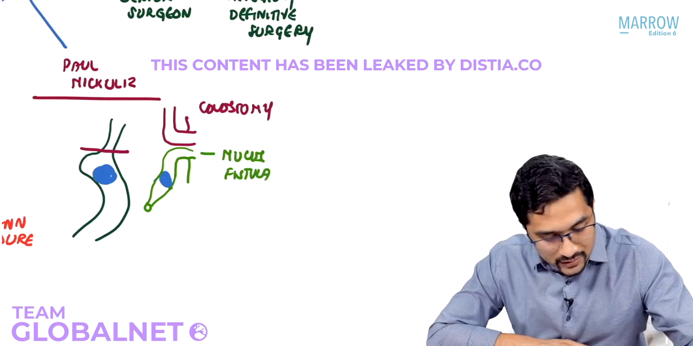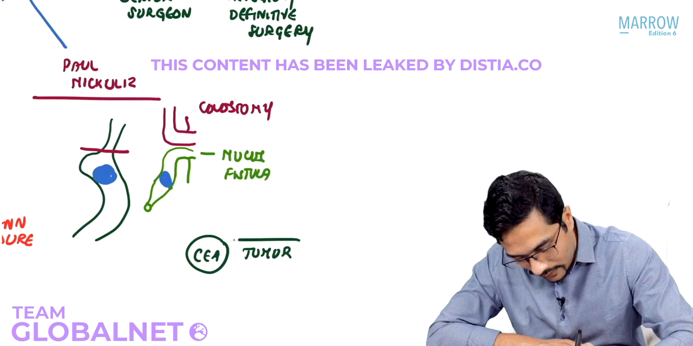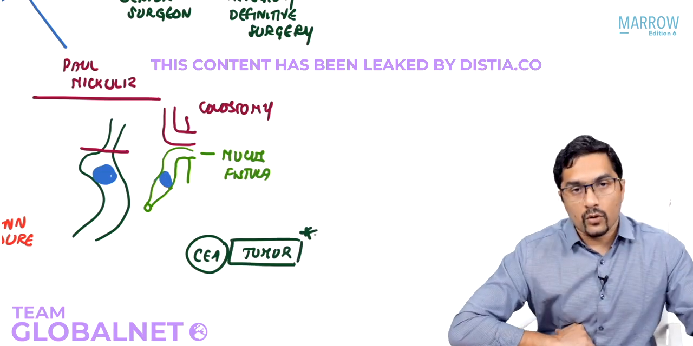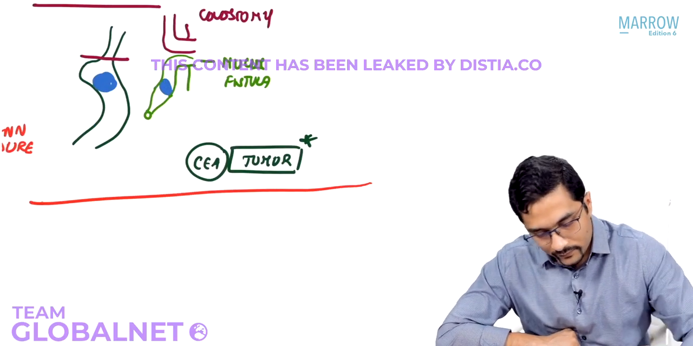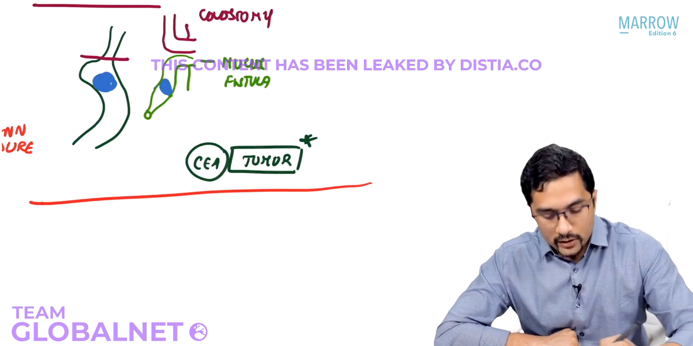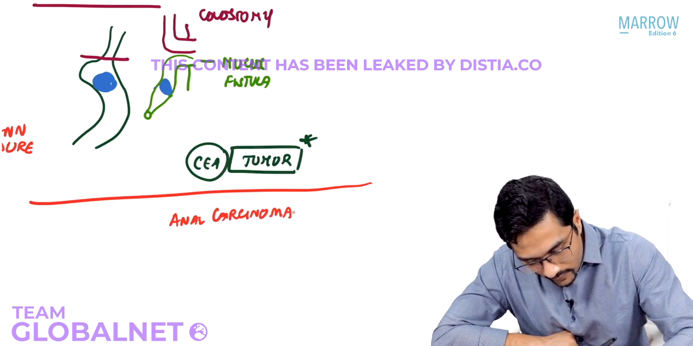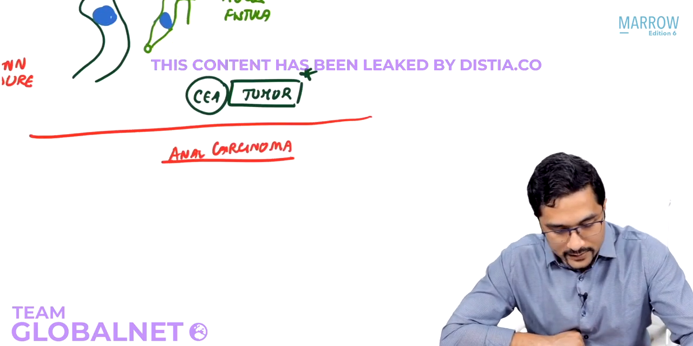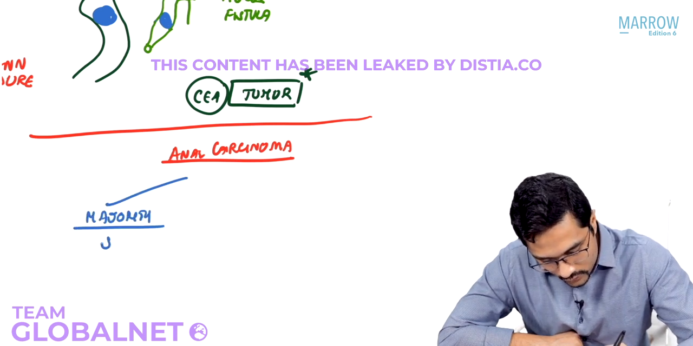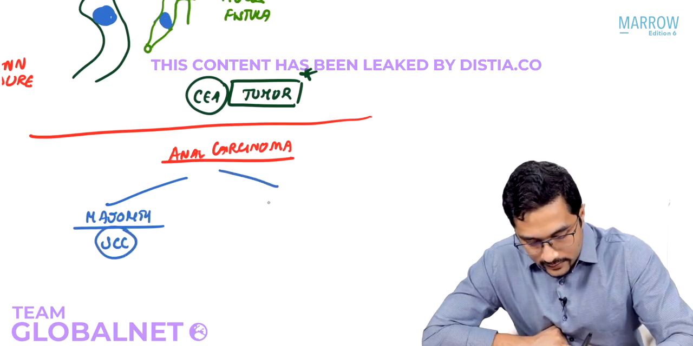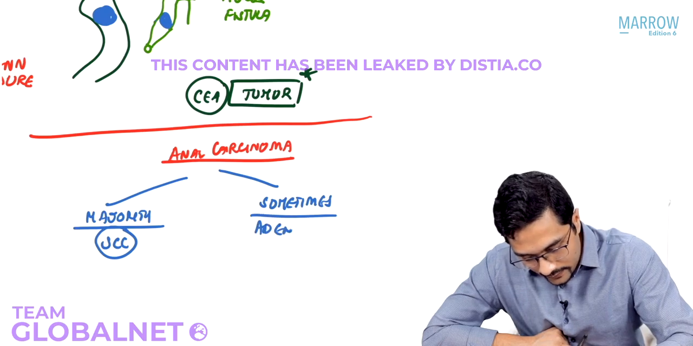One final thing which you can add to your notes of colorectal cancer, CEA is a tumor marker for colorectal cancers. Carcinoembryonic antigen is a tumor marker for colorectal cancers, and it can be used for monitoring the disease after therapy. Now the last topic in this module is regarding anal cancers, anal carcinoma. Now anal carcinoma can be of 2 types. Anal carcinomas are majority squamous cell carcinomas. Sometimes it can be an adenocarcinoma.